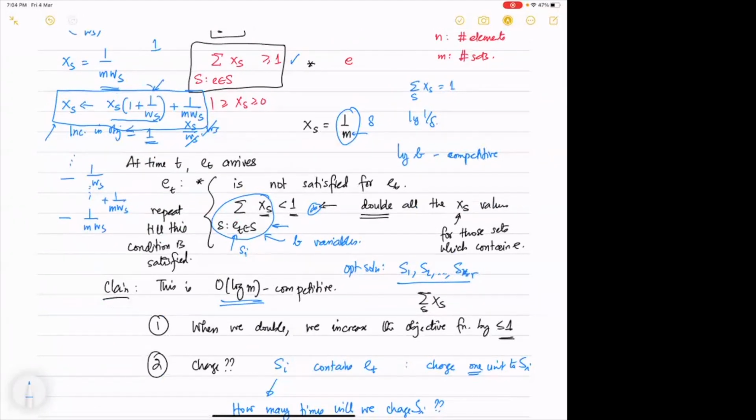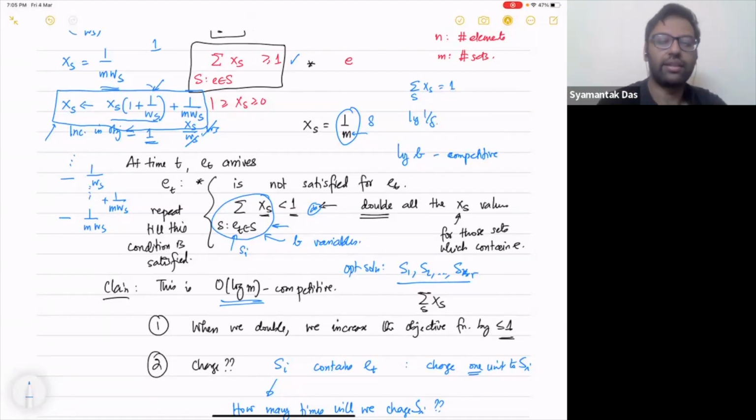No. B is not the frequency. Frequency would be the opposite. This is the number of entries in the row. Frequency is the number of entries in the column. Oh, I see. This is the left side of these constraints. Yeah. I see.